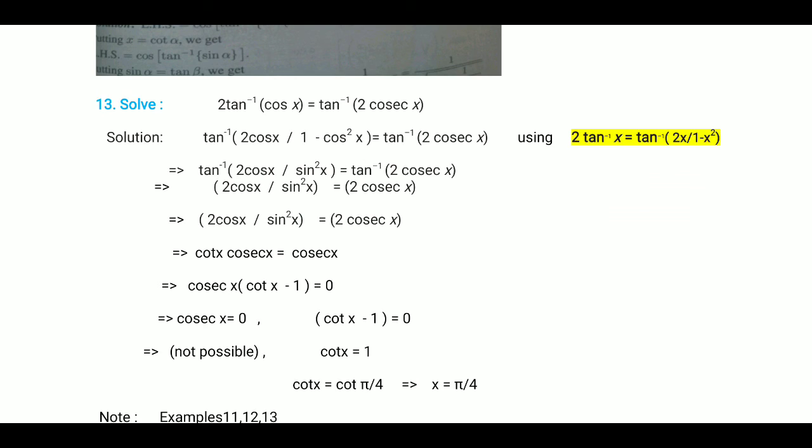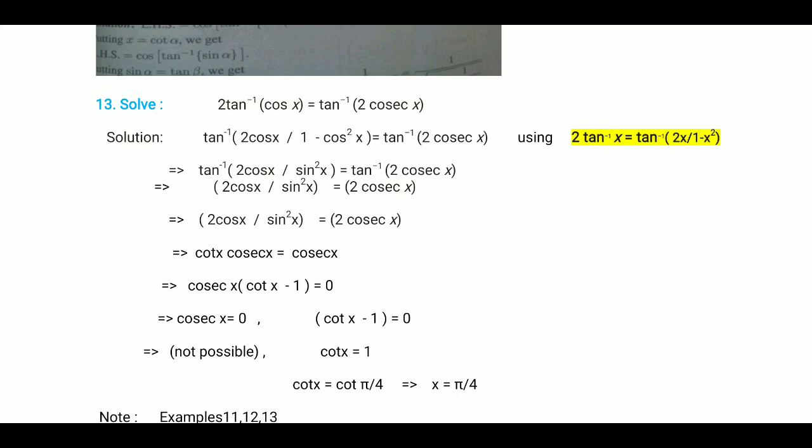Now question number 13 is there. You have to solve 2 tan inverse cos x is equal to tan inverse 2 cos x. Here we have the formula 2 tan inverse x is equal to tan inverse 2x upon 1 minus x square. So here 2 tan inverse cos x, in place of x there is cos x. So use the formula, that is tan inverse 2 cos x upon 1 minus cos square x is equal to, right hand side remains same, tan inverse 2 cos x.